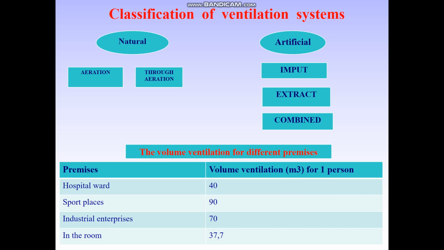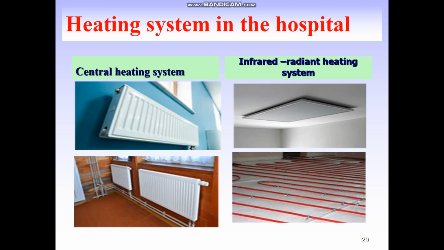It is calculated by dividing the air quantity entered into premises during 1 hour by the cubic capacity of the premises. For patients, the volume of ventilation at a hospital bed is 30 cubic meters. At heavy physical work, breathing increases. The quantity of exhaled carbon dioxide is increased, so the volume of ventilation is also raised. At sport places, the volume of ventilation for one person is 90 cubic meters. At industrial enterprises, 70 cubic meters.